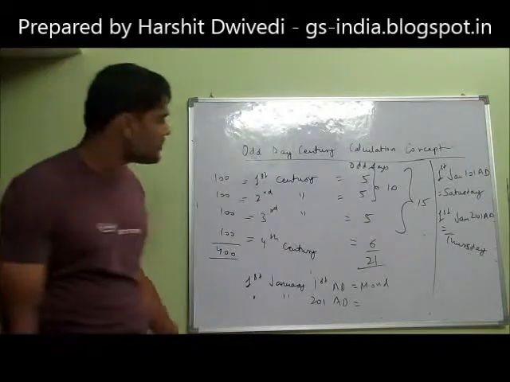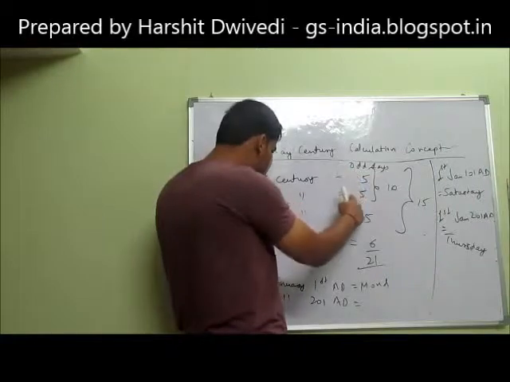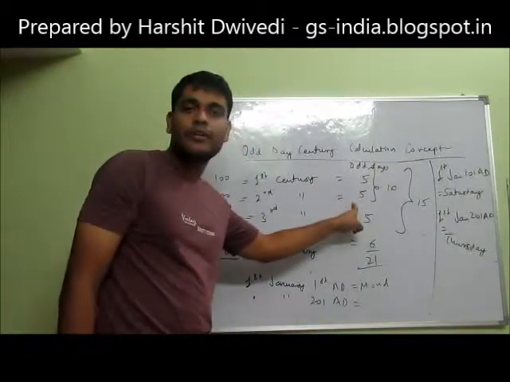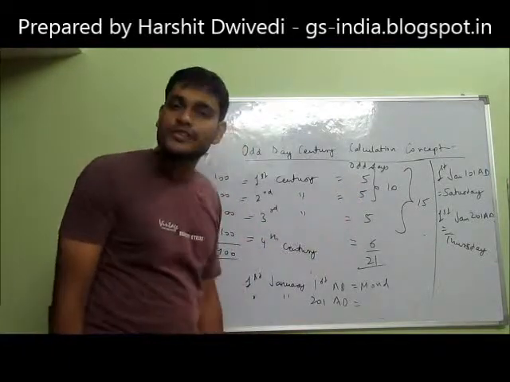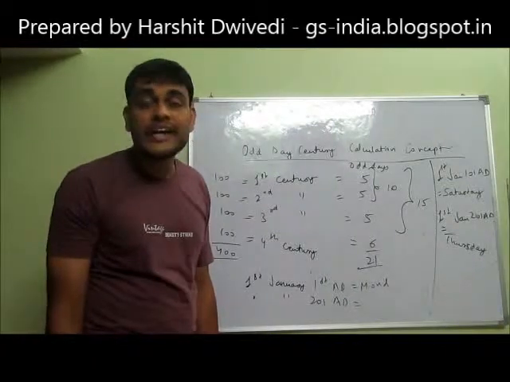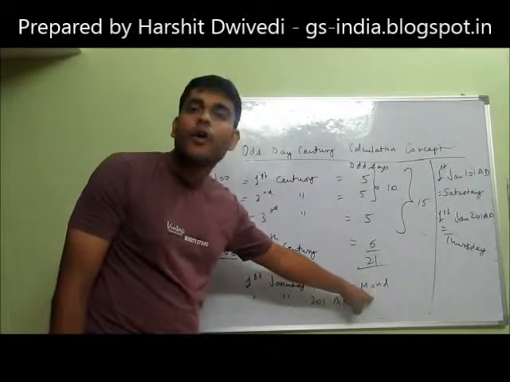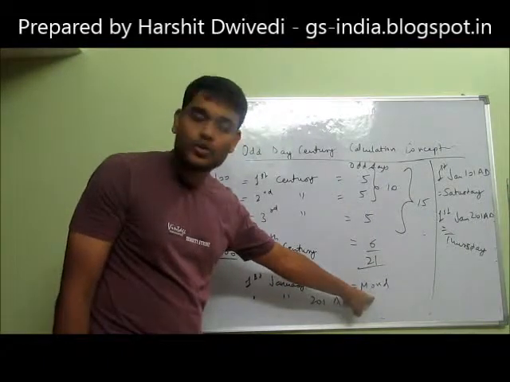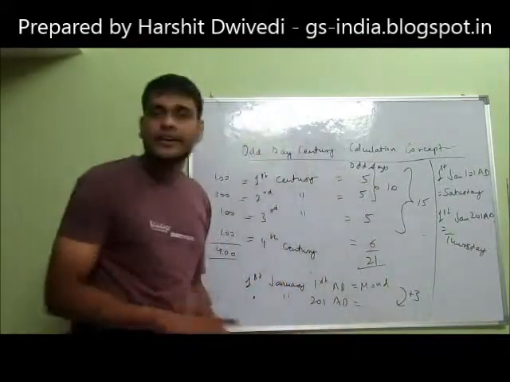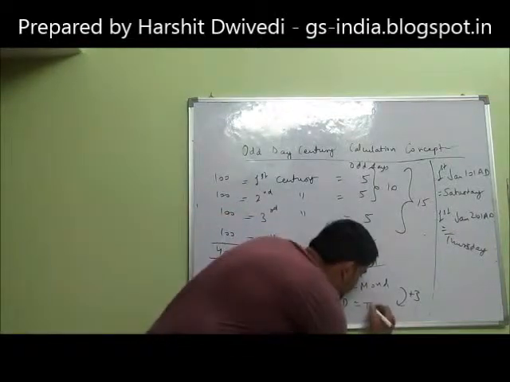First 2 centuries means this period and this period. So for this period and this period, what are the total number of odd days? 5 plus 5 comes out as 10. And when we divide 10 by 7, what will we get? We will get 3. That means we have to move this Monday forward by 3. So if we will move this Monday forward by 3, what we will get? Tuesday, Wednesday, Thursday. So it will be Thursday.